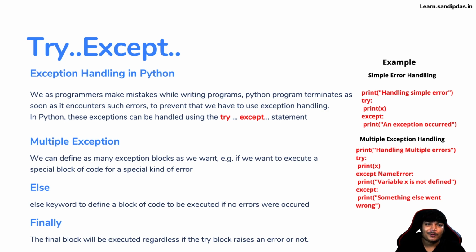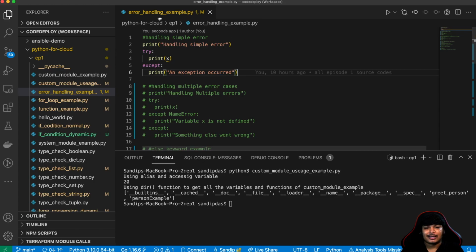Now let me show you how it works. The sample code is in the error_handling_example.py file. If you want to try it out, you can check the code there. So here you can see I'm just trying to print x. Now I have not defined x, and that is the reason there will be an error. Now let's try without the try catch, so you'll understand what the problem is first.